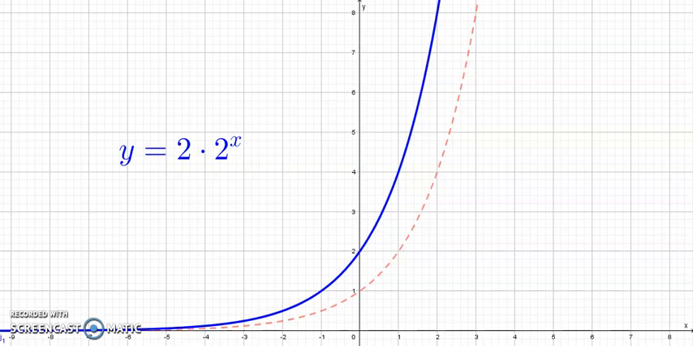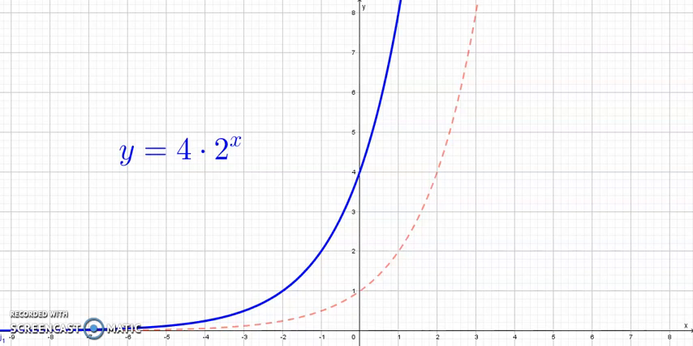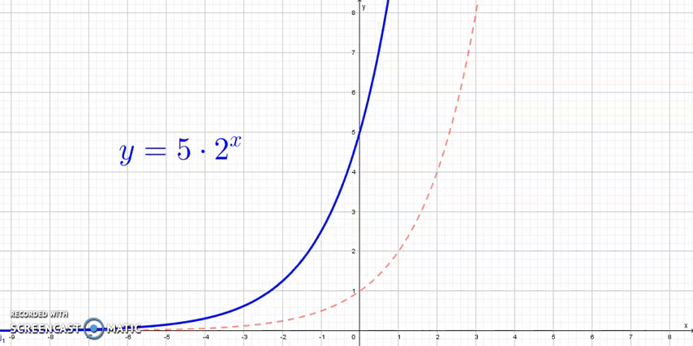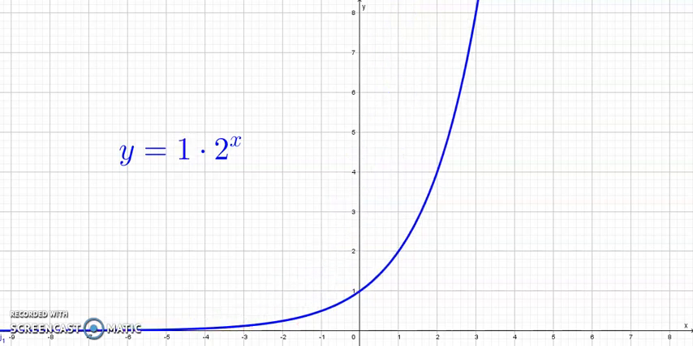And so it goes, when you make the number even higher, then you end up with an even steeper graph, because you're multiplying all your outputs by that factor. And if you're to make this a fraction, then you would end up with a less steep graph, as you see here.